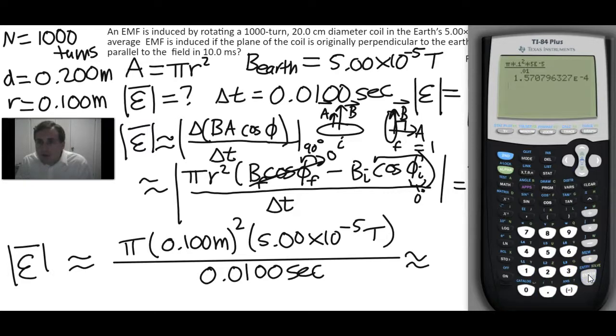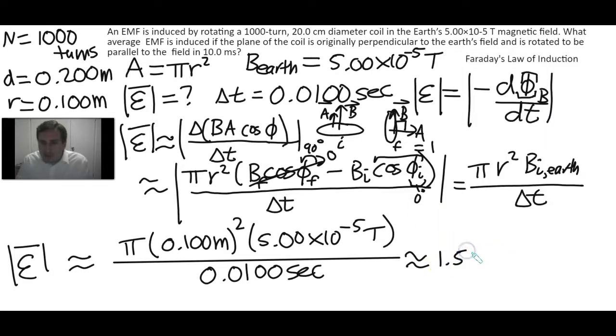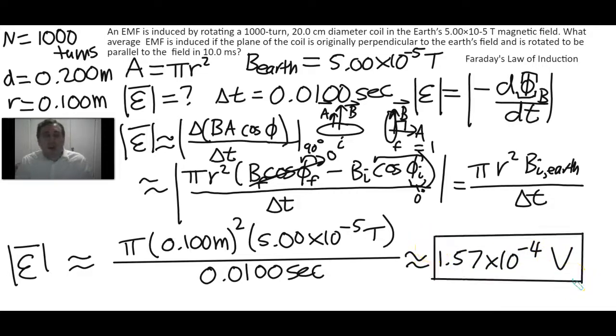Okay, so let's write this down. 1.57 times 10 to the minus 4. So this is approximately 1.57 times 10 to the minus 4 volts. Remember, because it's an EMF. So we used Faraday's law of induction to calculate an EMF in a loop that gets rotated in Earth's magnetic field. By the way, this is smaller than millivolts. This is like 0.157 millivolts. So it's a pretty small voltage. Earth does not have an extremely large magnetic field near the Earth's surface.